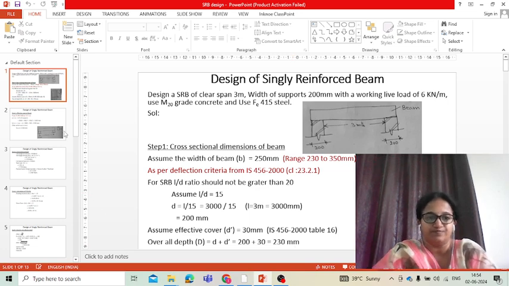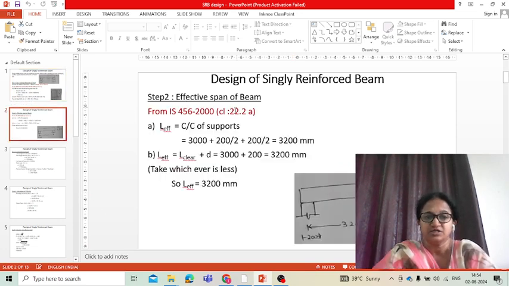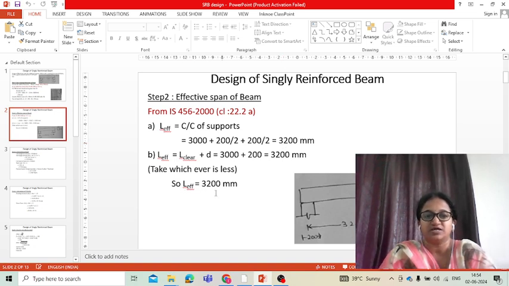Coming to the next step, here we are going to calculate the effective span of the beam. From IS 456, clause number 22.2.a, the effective length is given in two clauses. One is L effective equal to center to center of supports, and the other is L effective equal to L clear plus d. So we got the answers and we have to take whichever is less. I have got the same answer, so I have taken the L effective as 3200 mm.